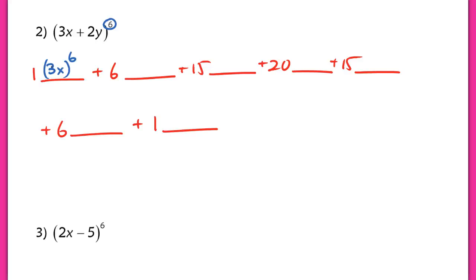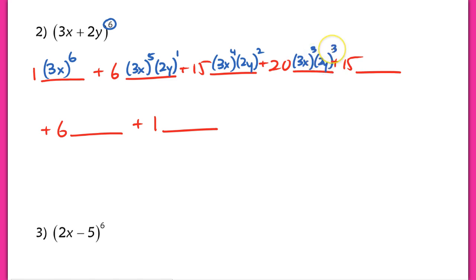Okay, next. The next term here should be 3x to the 5th power. It will decrease by 1. And our b term, the 2y, will increase by 1. So notice here again that my exponents add up to 6. For the next term, I should have 3x to the 4th power, 2y to the 2nd power. And the next term will be 3x to the 3rd power and 2y to the 3rd power.